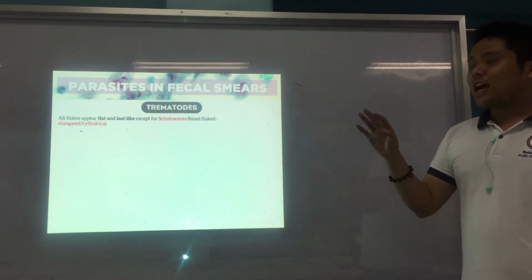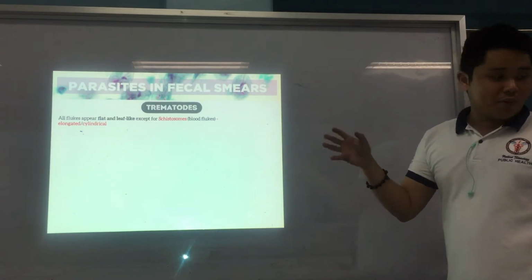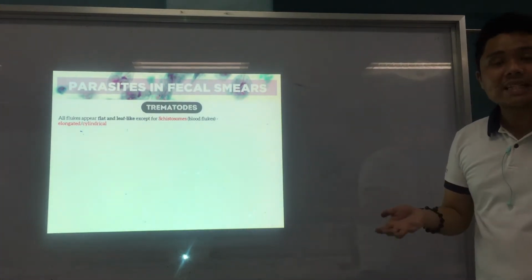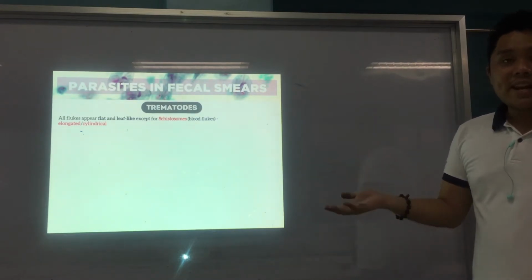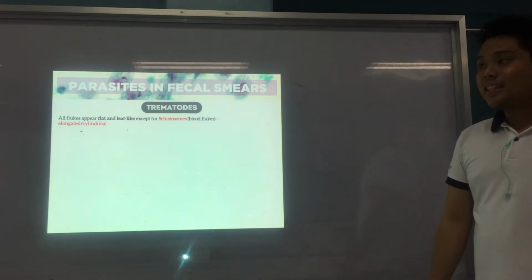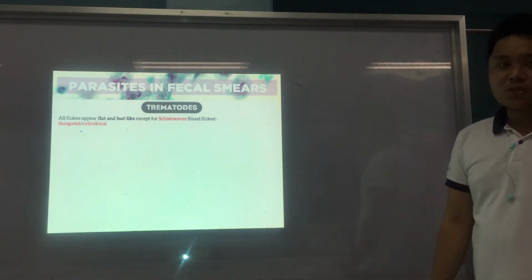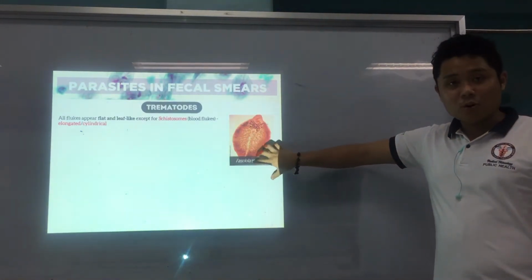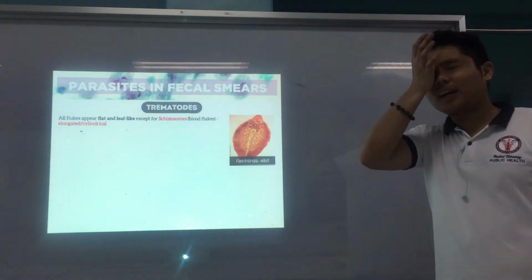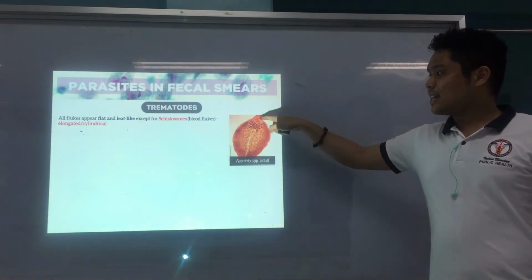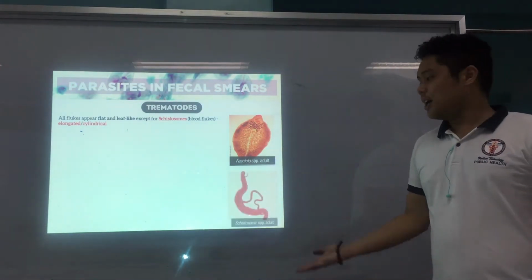Alright, now for trematodes, all of your flukes, regardless of their habitat, regardless of the area where they live inside your body, appear as flat and leaf-like, except for schistosomes or your Schistosoma species. They are elongated or cylindrical. So this is the normal appearance of your fluke: Fasciola, Clonorchis, the rest of your flukes. It's flat and it looks like a leaf, except for your schistosomes.